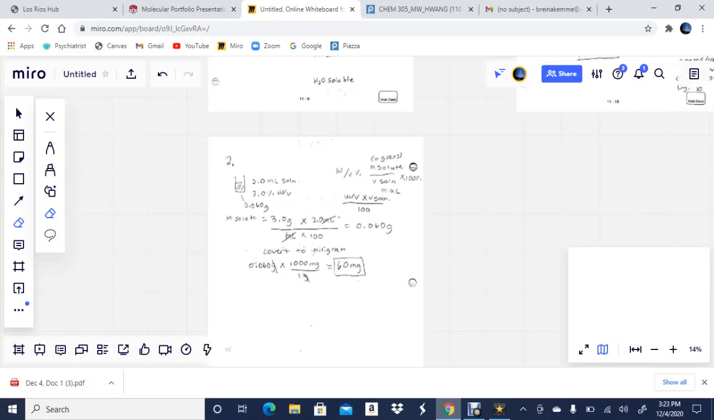Now I've been asked to find how many milligrams of Ditropan will be in 2.0 milliliters of solution at 3.0% W over V, and that will be 60 milligrams of my drug.